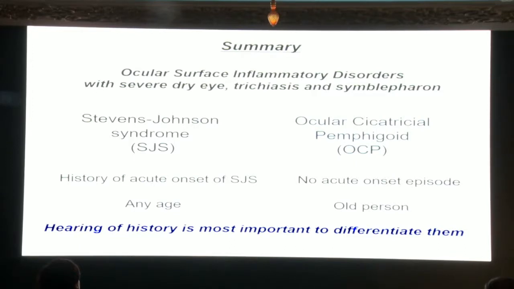So in summary, ocular surface inflammatory disorders with severe dry eye, trichiasis, and symblepharon consist mainly of SJS and OCP. SJS has a history of acute onset, and any age can develop it. OCP has no acute onset episode, and usually an older person develops it. So the history taking is most important to differentiate them.